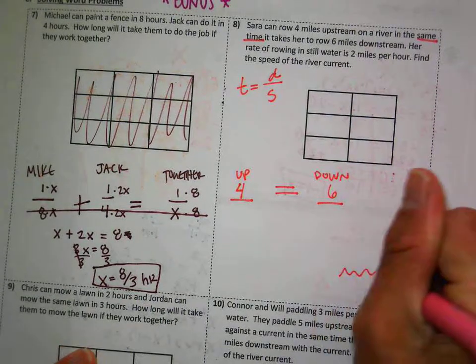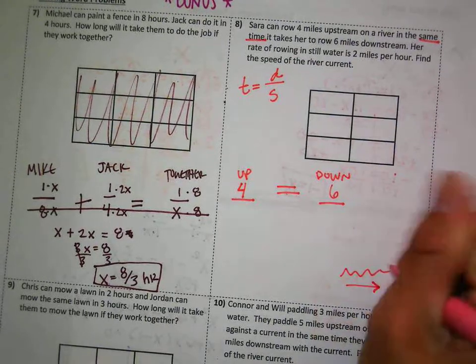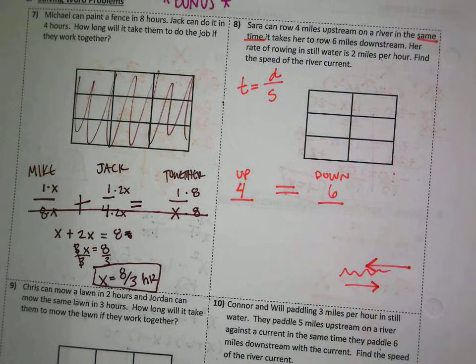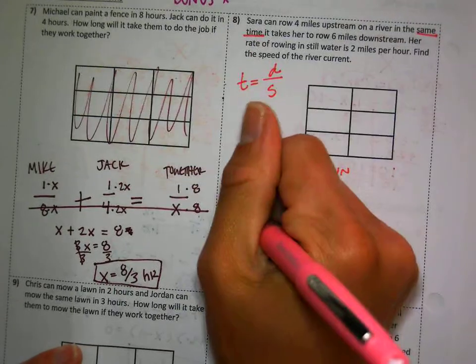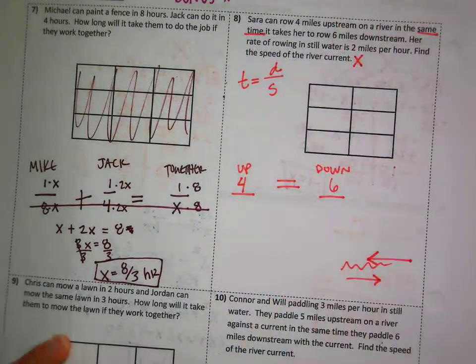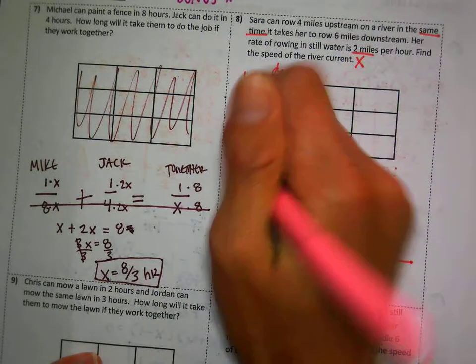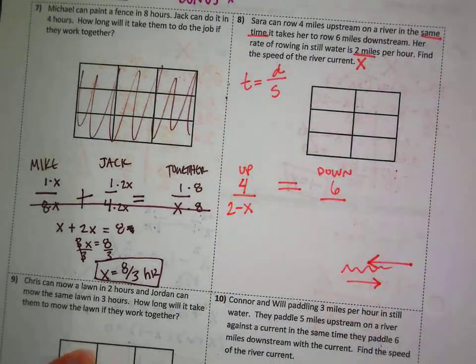If you have this current, and the current's going this way, if she is going upstream, what am I going to do with the current and her speed? Negative and positive. They're going to subtract. And so when she's going upstream, I'm going to say the river current is x. That's what we're trying to find. Her speed is 2. So I'm going to subtract: 2 minus x.